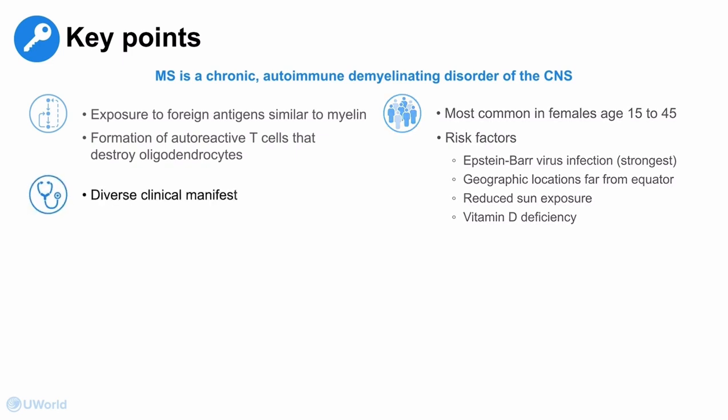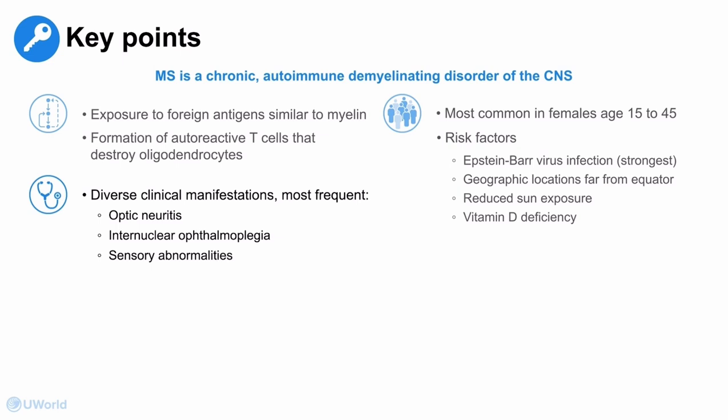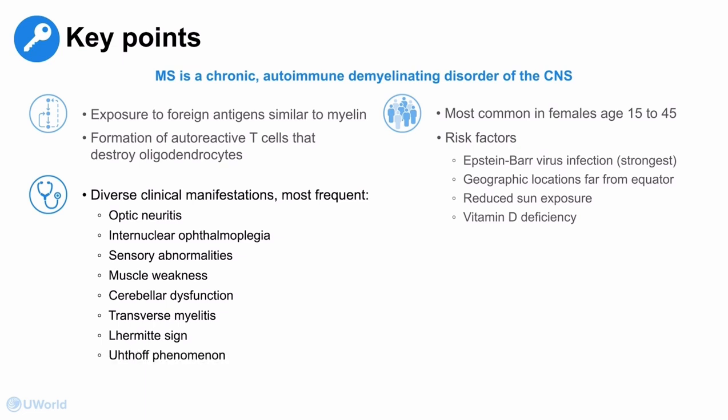Multiple sclerosis can present with a wide range of clinical symptoms, including optic neuritis, internuclear ophthalmoplegia, sensory abnormalities, muscle weakness, cerebellar dysfunction, and transverse myelitis. Other characteristic features are Lhermitte sign, a shock-like sensation when the neck is flexed, and Uthoff phenomenon, which refers to worsening of symptoms with heat exposure.